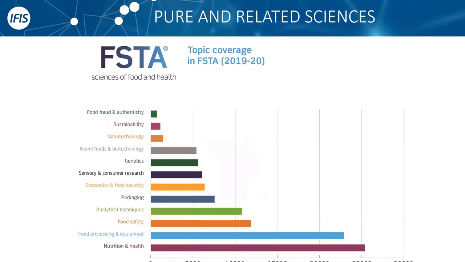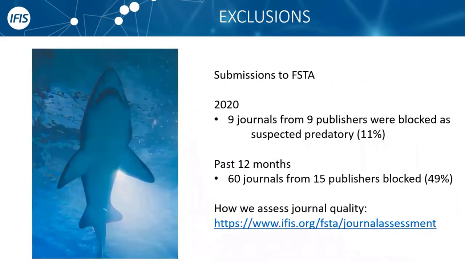And if we look at it from yet another angle, we have a lot of different topics. So not just the food commodities, but topics like food safety or genetics or sustainability, things like packaging. So things that again center around food, but from all different aspects, with research that people are doing about food. And then it's important to think about what we don't have in FSTA.